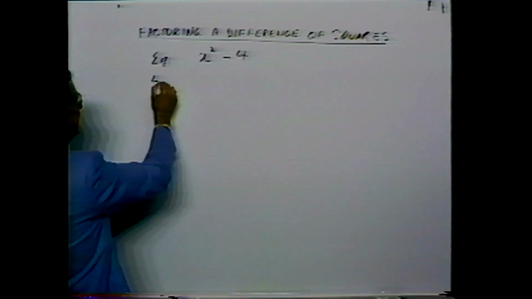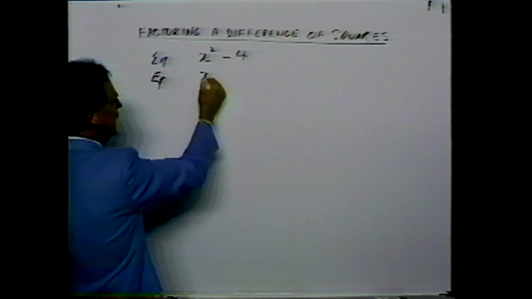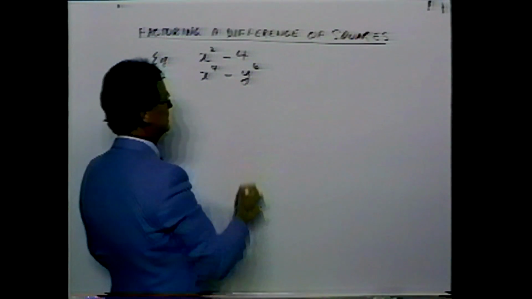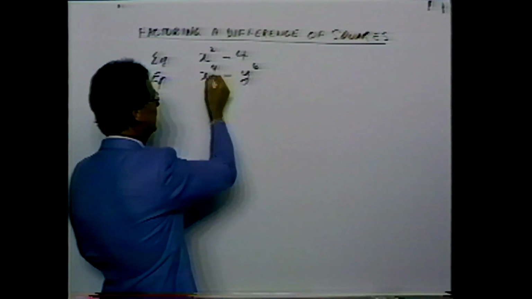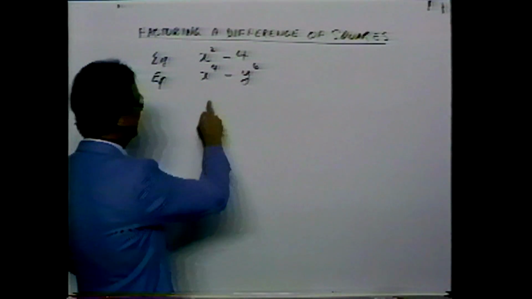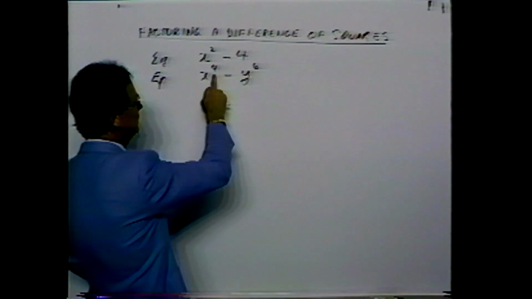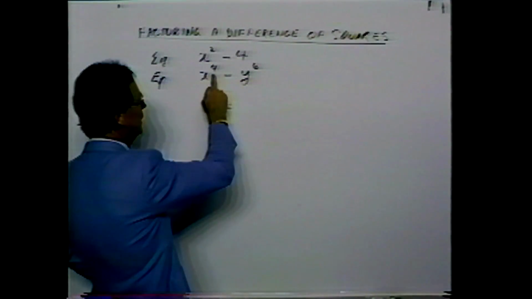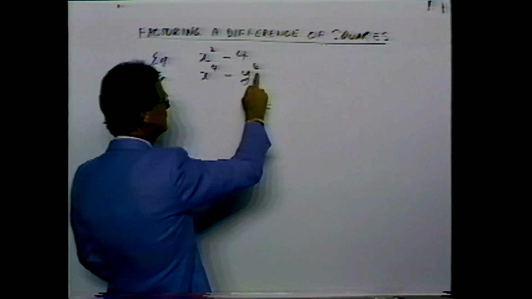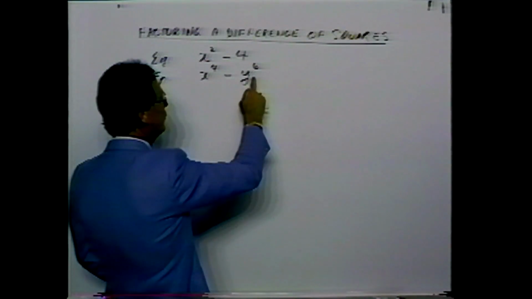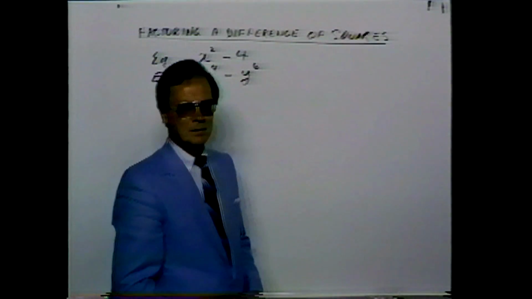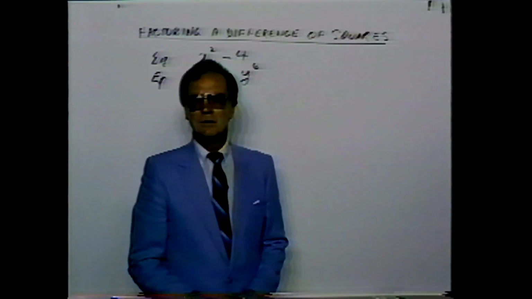Again, another example, x to the 4th minus y to the 6th. Now that's an example of a difference of squares again, because x to the 4th is the square of x squared. Y to the 6th is the square of y cubed. Remember your rules of exponents to identify these as squares.